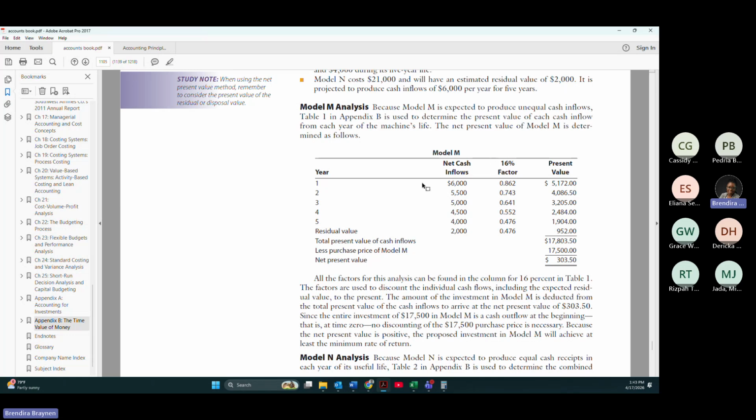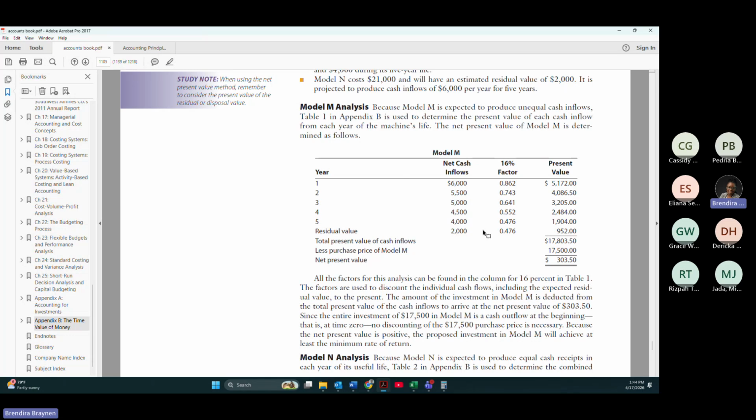Okay? When you have different payments, so the first period, we receive 6, then we receive 5, 5, then 4, then 4, then 2. We're going to use the present value of $1 table when we have different amounts being received. So in year 1, we have to use the 16% factor for year 1. For the second payment, we have to use a 16% factor for 2, 16% factor for 3, 16% for 4, 16% for 5. And then the residual value is at the end.